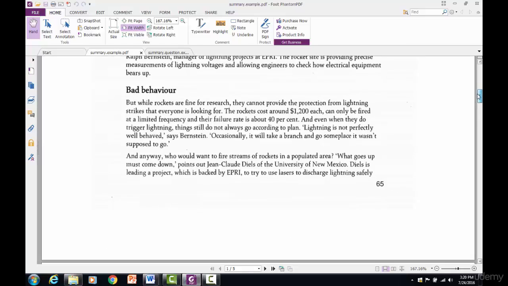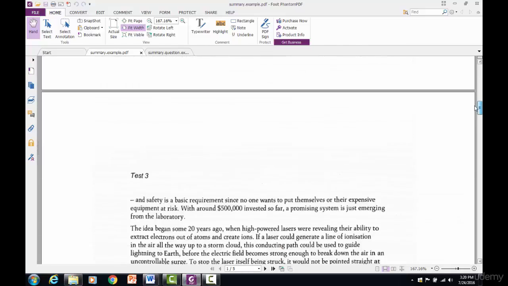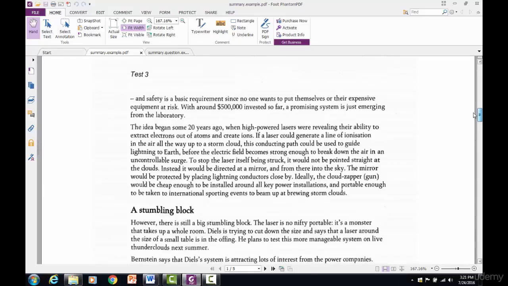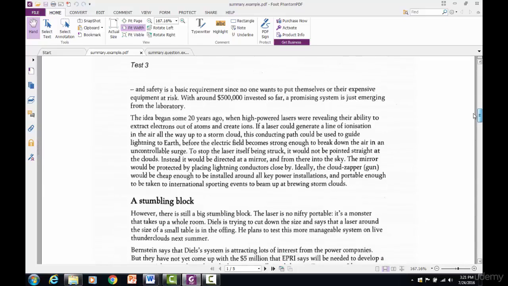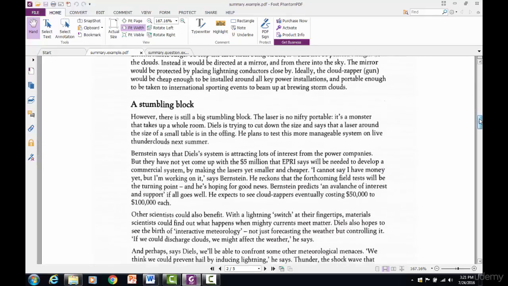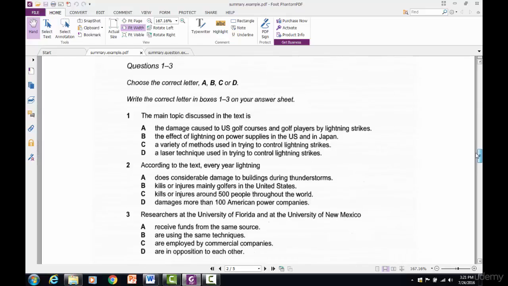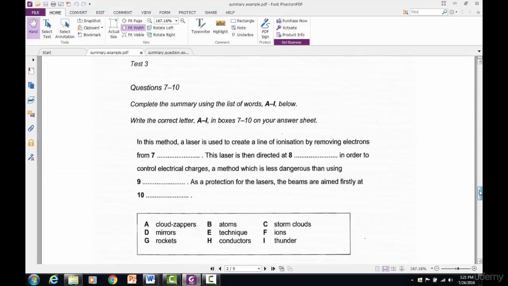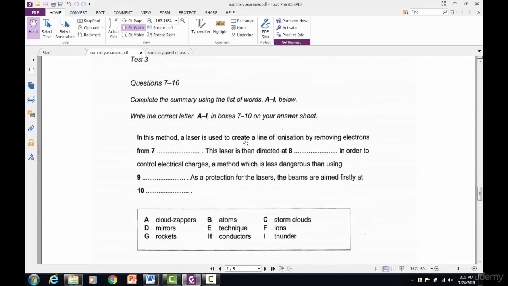What we're doing is scanning and looking for the word. Oh, there it is right there. See it? Ionization. Okay, there's ionization. That gives me a good idea of where we should be starting from. So let's take a look and see if we can start filling in some of these blanks.